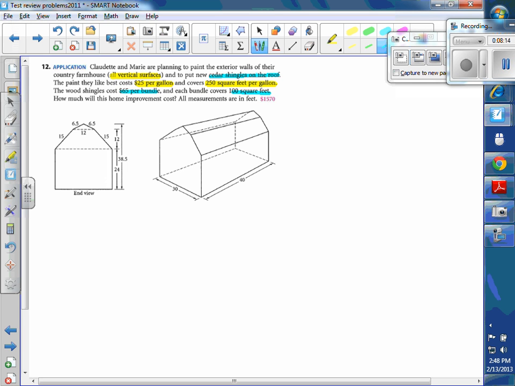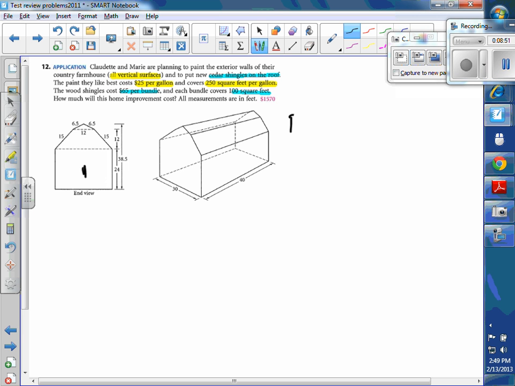You can't buy part of a bundle, it looks like. You have to buy a whole bundle, like you have to buy a whole gallon. So from there, we're going to ignore the floor altogether. No painting of the floor. Also, I'm assuming this is flat. It's not bent, even though it kind of looks bent. It's like the side of a barn, just straight up and down.